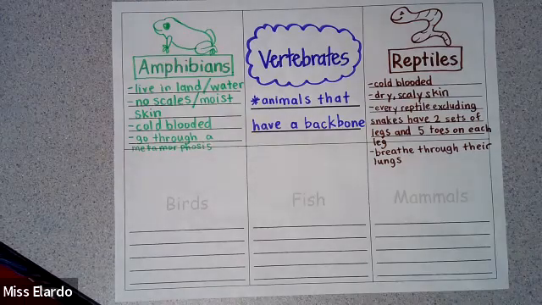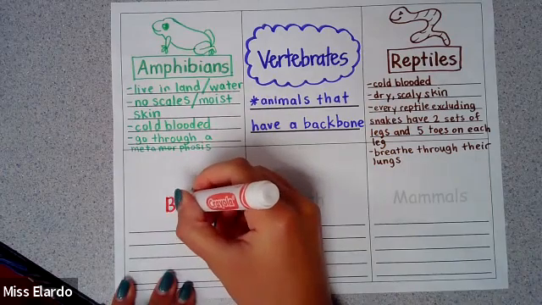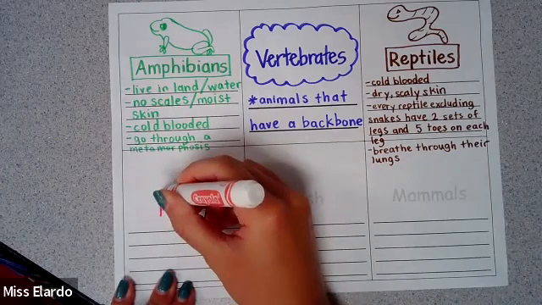Okay, let's move on to the next type of vertebrate. It would be birds. Birds are a whole category.